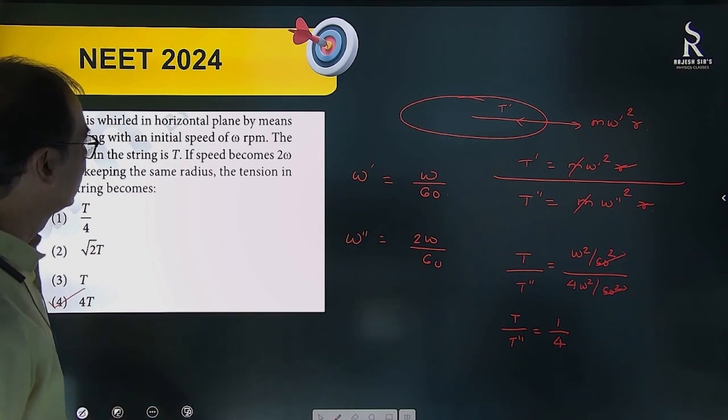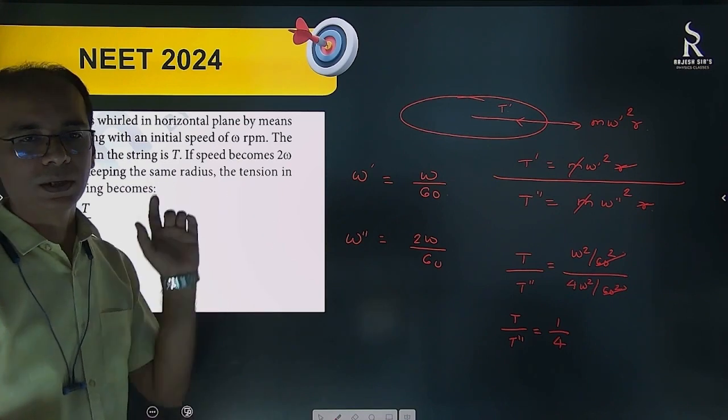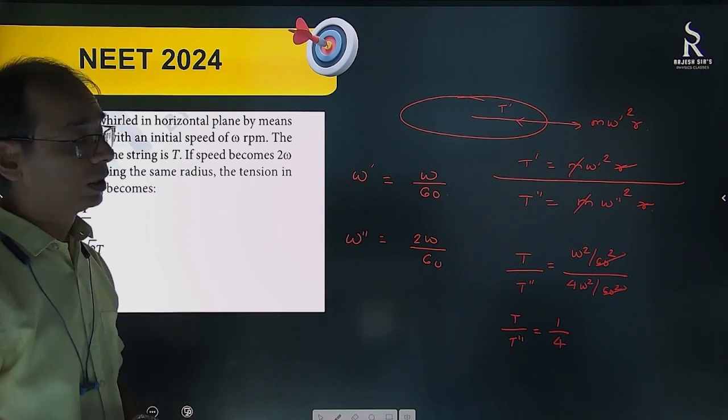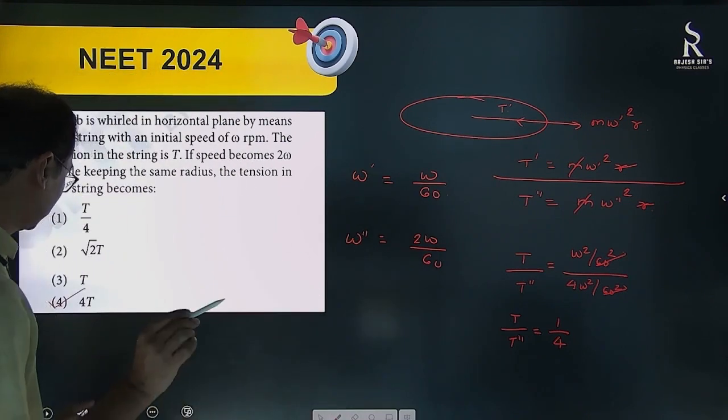It's unnecessary; they have tried to confuse you by giving RPM. If you understand that, you can do it directly. It's an easy question but confusing.